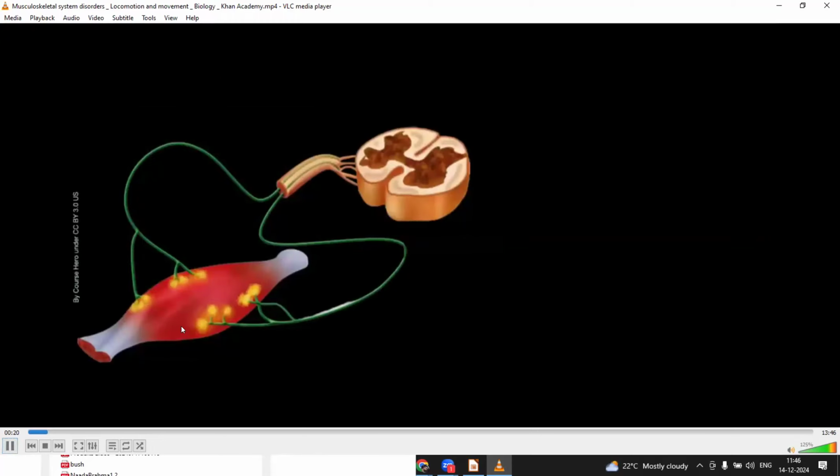First, we will look at a disorder that affects the neuromuscular junction. So here is a neuromuscular junction. The green things, they are nerve endings, parts of neurons. And the neurons, where are they coming from? From the CNS, central nervous system. So this is the central nervous system. In fact, it's the cross section of the spinal cord.